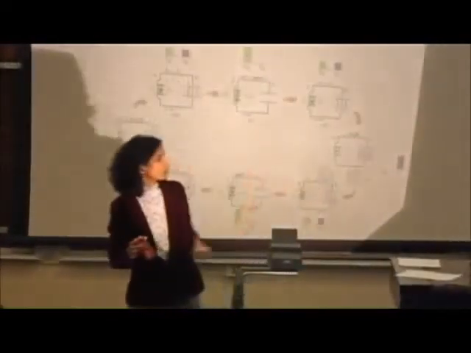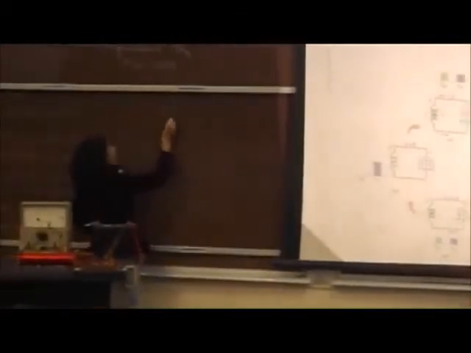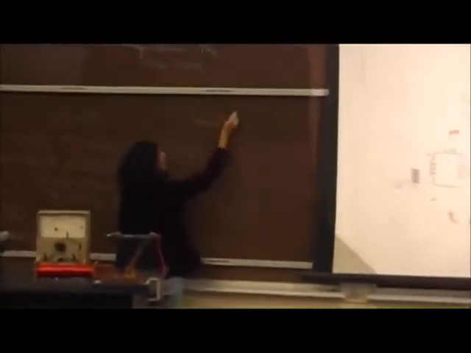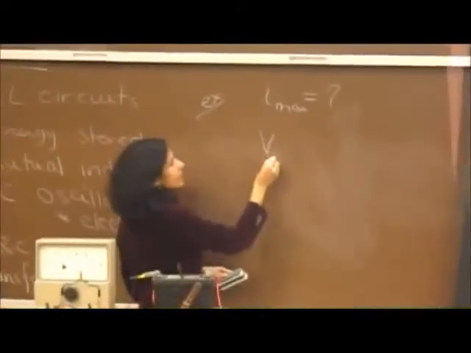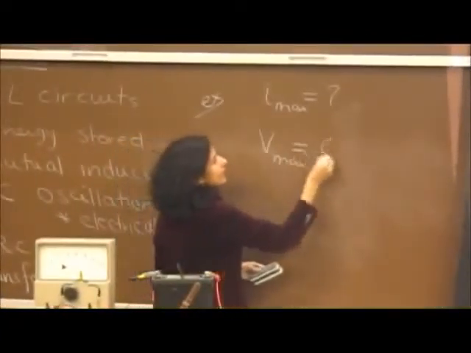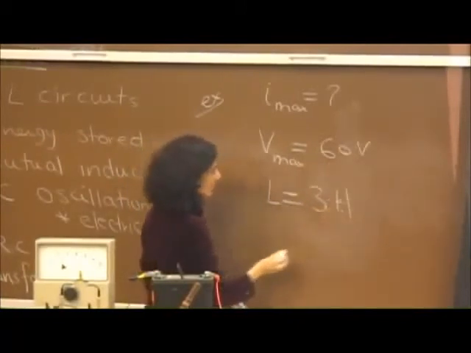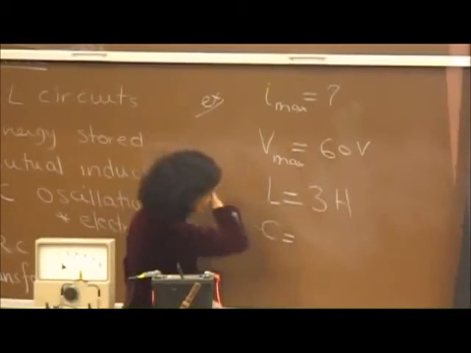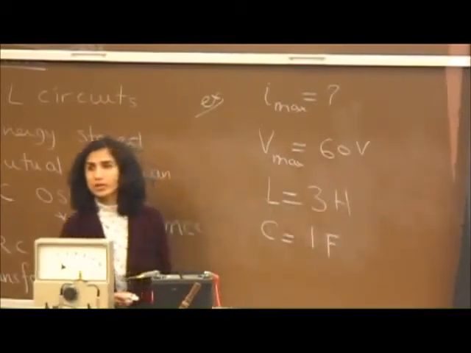Let me do a very quick question. We have one more minute. I wanted to show one problem here, and it's very easy. Suppose I told you this. I say, tell me what is I max, given that V max is 60 volts, the inductance is 3 Henry, and the capacitance is 1 farad. Do you think you can figure this out?